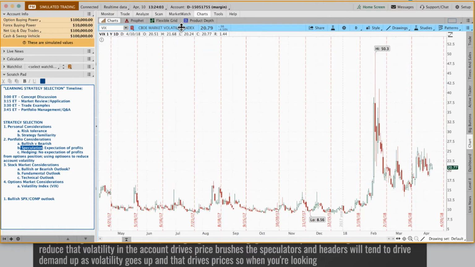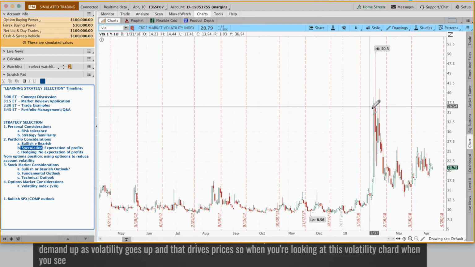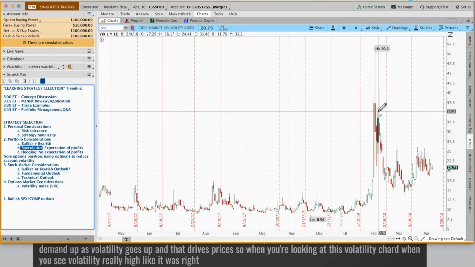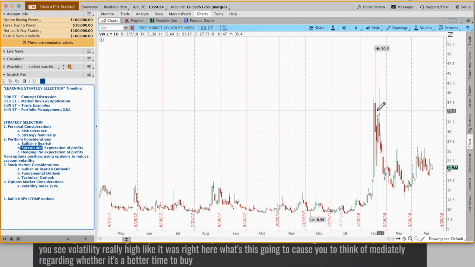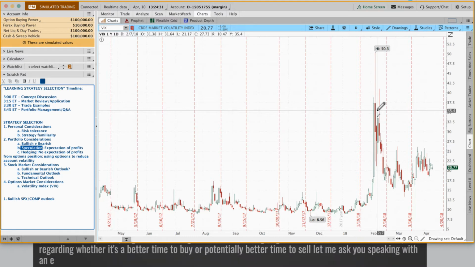So when you're looking at this volatility chart, when you see volatility really high like it was right here, what's this going to cause you to think immediately? Prices are probably high, right? So that may give you some indication regarding whether it's a better time to buy or potentially a better time to sell. Let me ask you, just generally speaking with anything, is it better to sell when prices are high or sell when prices are low?